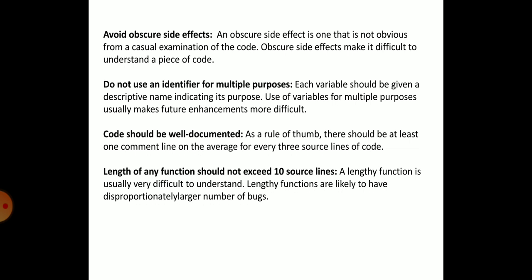And the code should be well documented. That means there should be at least one comment line on average for every 3 source lines of code. The comment line helps in understanding the functionality of the statement. So there should be at least one comment line on average for every 3 source lines of code.